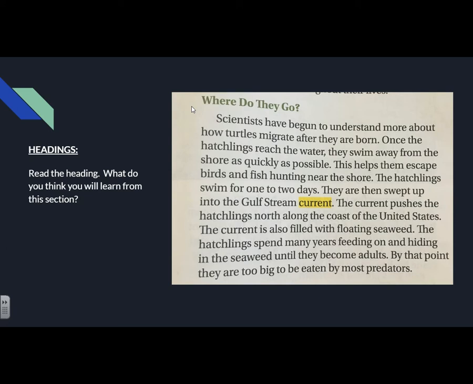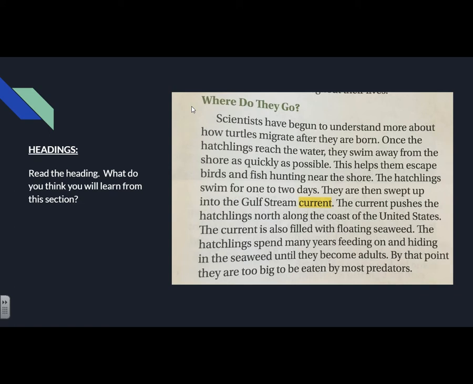Where do they go? Scientists have begun to understand more about how turtles migrate after they are born. Once the hatchlings reach the water, they swim away from the shore as quickly as possible. This helps them escape birds and fish hunting near the shore. The hatchlings swim for 1 to 2 days. They are then swept up into the Gulf Stream current. The current pushes the hatchlings north along the coast of the United States.